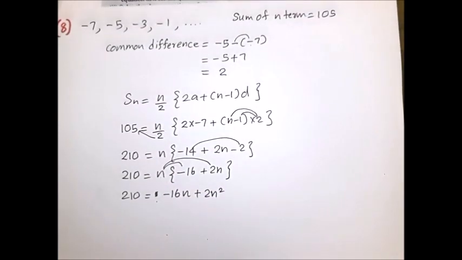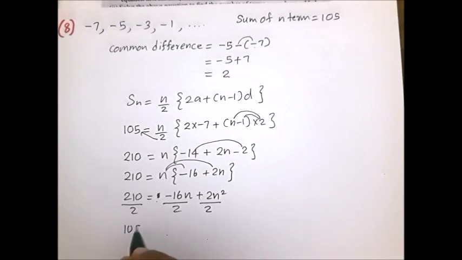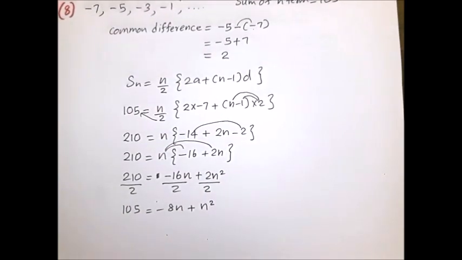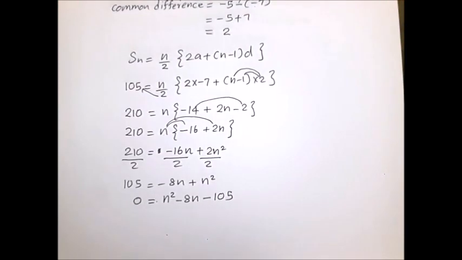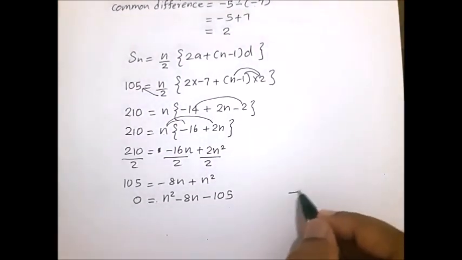Now you can divide each and every term by 2. 105 equals minus 8n plus n to the power 2. Now this is a trinomial quadratic expression. First you have to arrange one side as 0. I am going to arrange left hand side as 0. First take n to the power 2. Then take n term. Then take the number. It is minus 105.